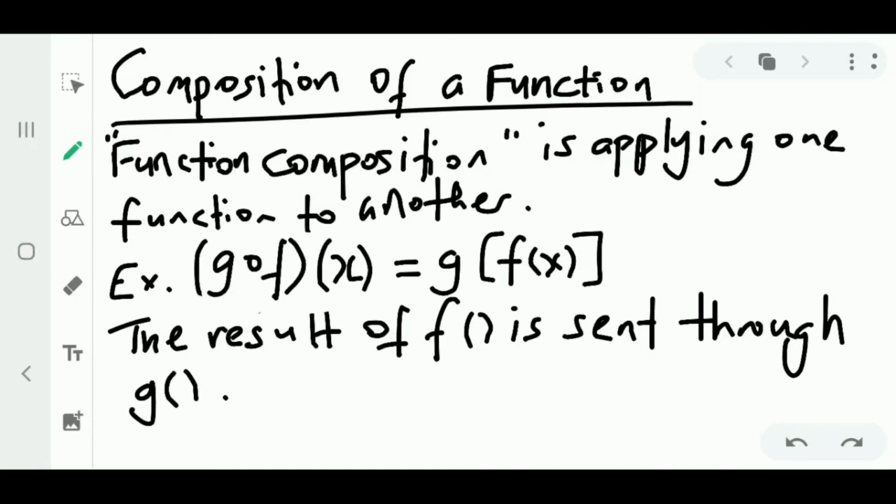Now the aspects of function that we'll be doing is composition of a function and inverse of a function. So first we're going to start with composition of a function. Now function composition is applying one function to another.